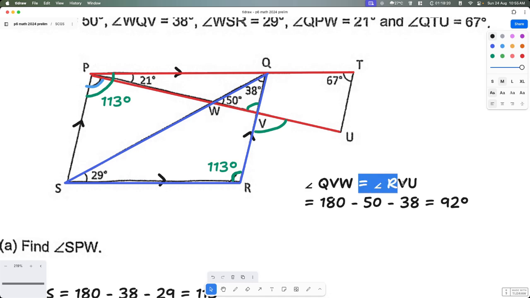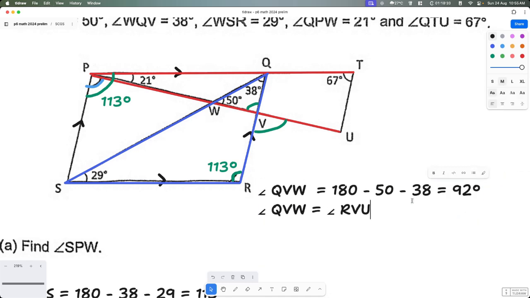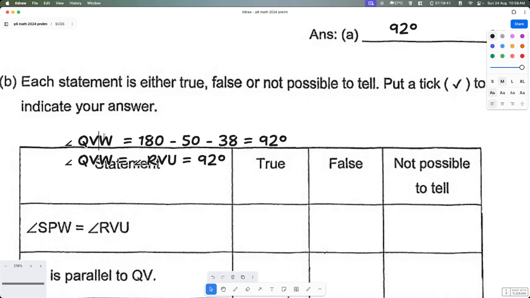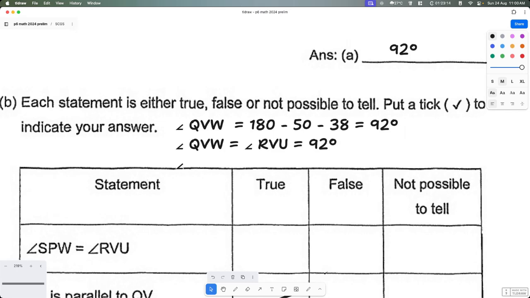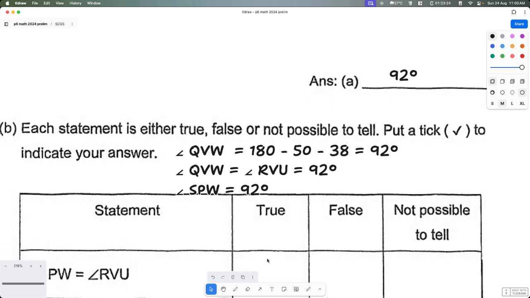So let me just put this as is. That means QVU and RVU is equal to 92 degrees. However, that is not 113 degrees, which means this is false. Since QVW is 92 degrees, that means angle SPW, which is 92 over here, is also 92 degrees, which means this is true. So we can just tick true over here.